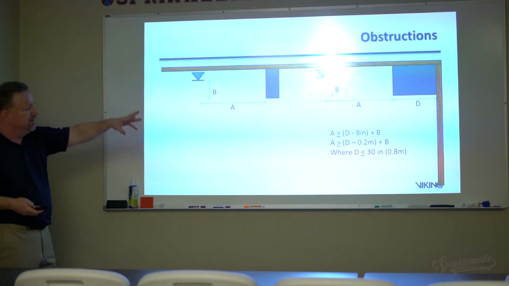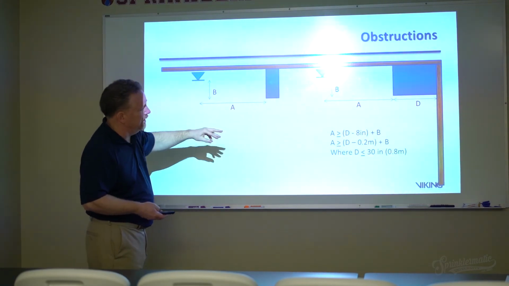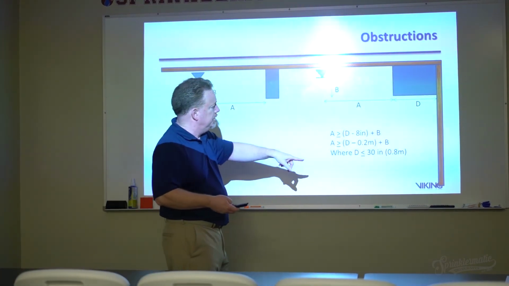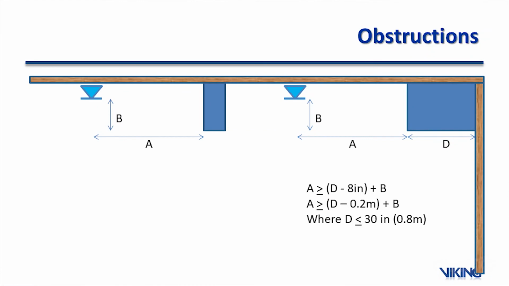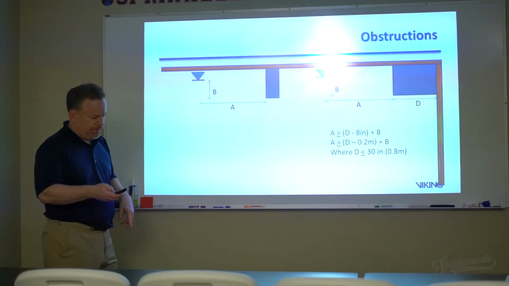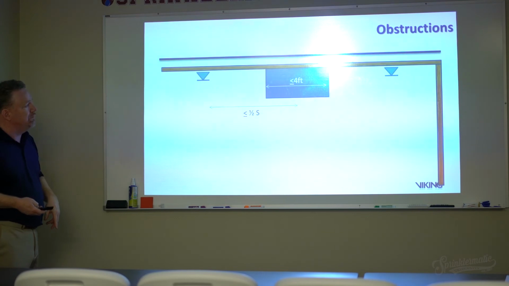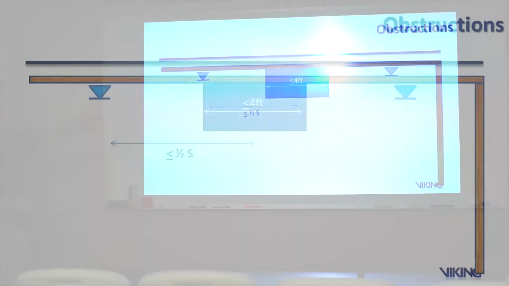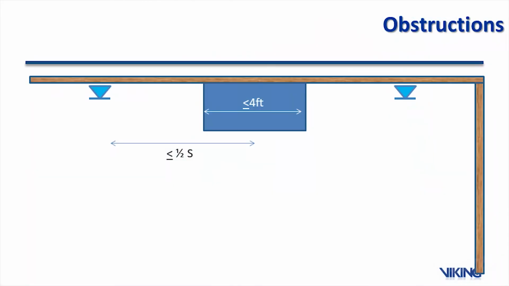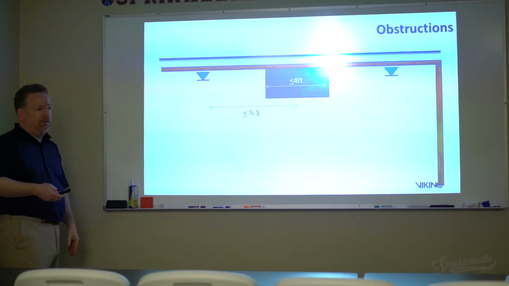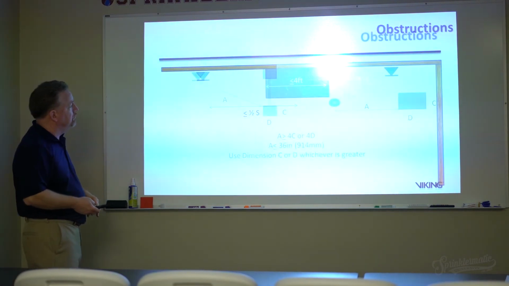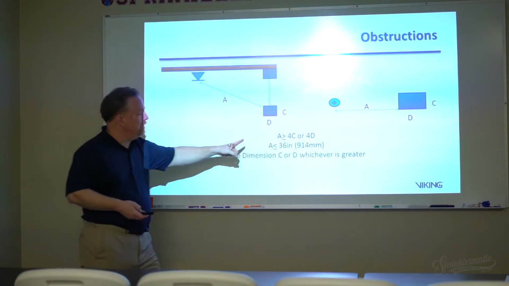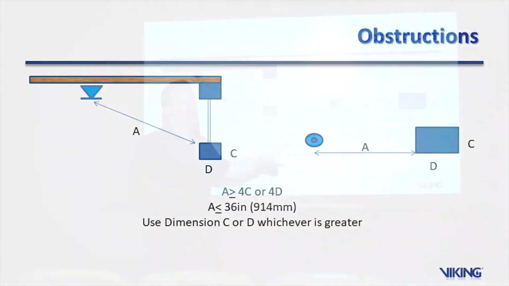So once again, everything is the same, although D is now less than 30 inches, where before it was less than 24. Same thing applies here. The distance between the two, as long as it's less than 4 feet, you can measure it half of S. Even if it's 20 by 20, you can do that. Big change here, instead of the 3 times rule, it's a 4 times rule, and up to 36 inches. Okay?